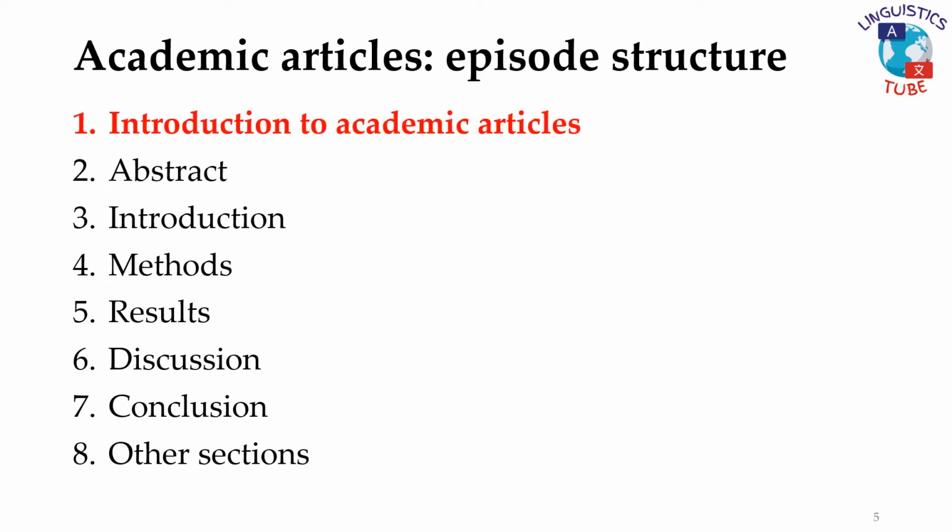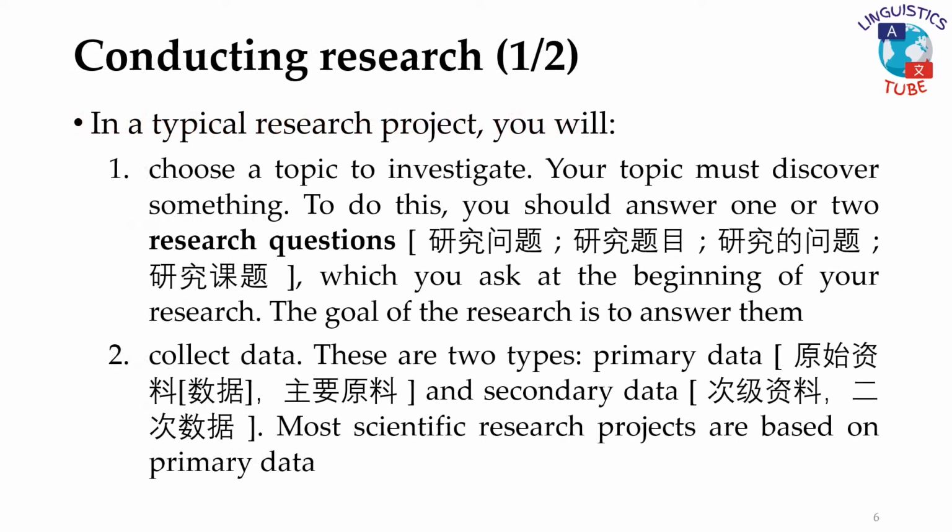Let's begin with a quick introduction before moving to the first section of an academic article. An academic article presents research that you have conducted. Therefore, it is the final stage of a research project. As a result, let's briefly discuss the process of conducting a research project.